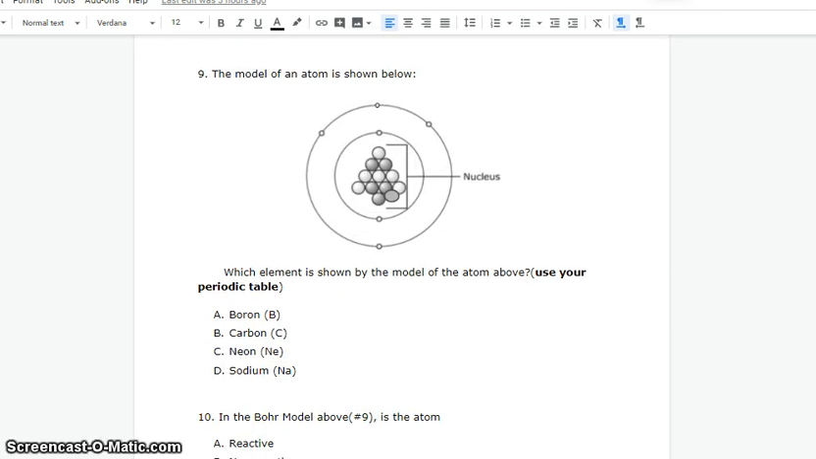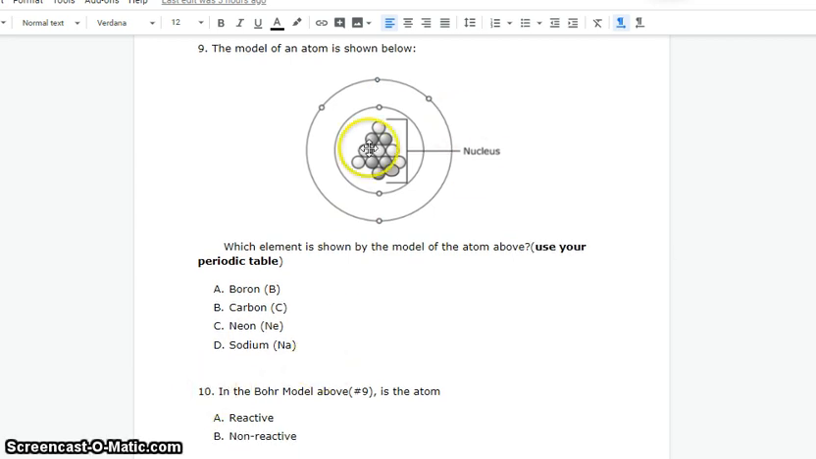Number 9. The model of the atom is shown below. So you have your protons and neutrons in here, which are hard to tell, but you have your electrons around the outside. Which element is shown by the model of this atom above? So use your periodic table. Figure out which element this is. Is it boron, carbon, neon, or sodium? What do you count up to find out which one it is?